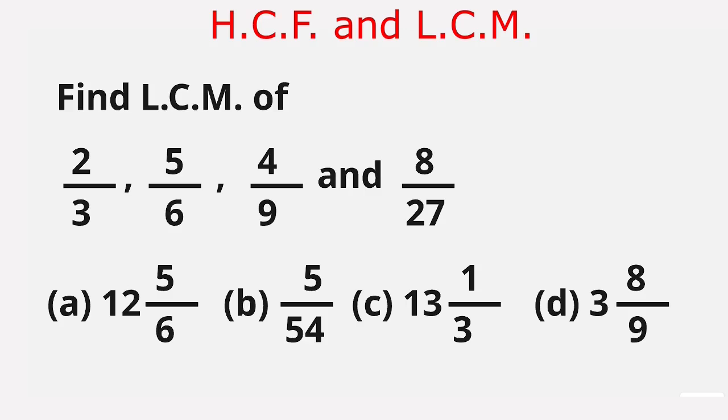Our question is, find LCM of 2 upon 3, 5 upon 6, 4 upon 9, and 8 upon 27. The given options are option A, 12 whole and 5 upon 6, option B, 5 upon 54, option C, 13 whole and 1 upon 3, option D, 3 whole and 8 upon 9.